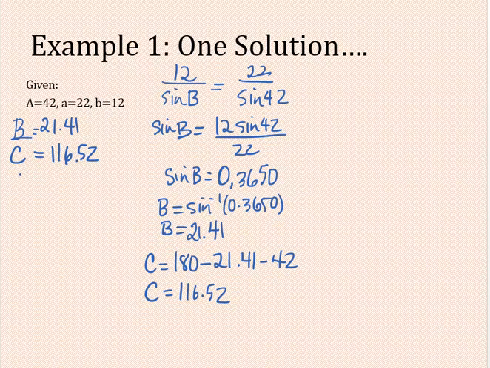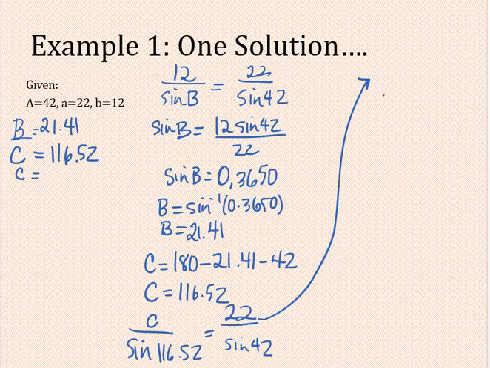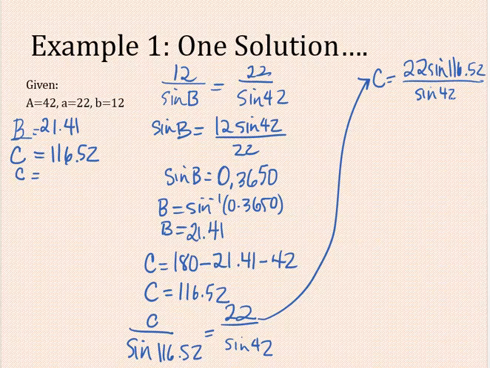All right. So I need to find little c now. So little c over the sine of big C equals little a over the sine of big A. I'm going to move my work up here so you can see it better. For little c, I'm going to do 22 sine of 116.52 divided by the sine of 42. So I'm going to find little c, and I find out that little c is 7.66. All right? So we have solved one triangle.